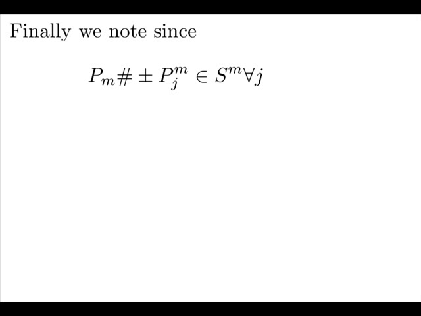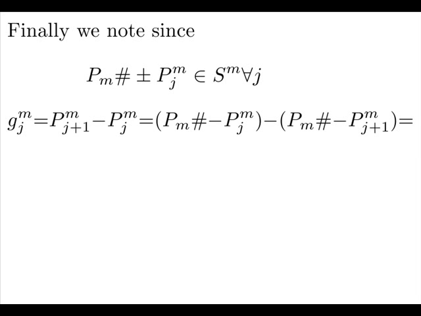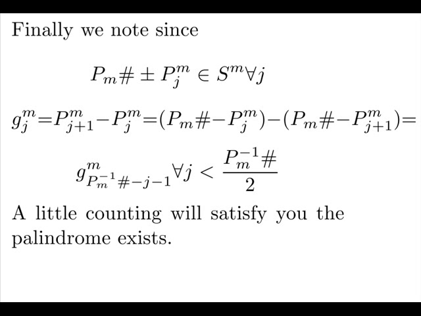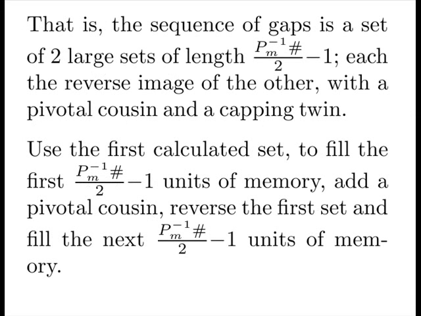Finally, we note that since our primorial plus or minus any member is also a member of our set or its residuals, we can do some simple gap algebra on either side of the pivotal cousin, and a little counting will satisfy you that the palindrome exists. That is, the sequence of gaps is a set of two large sets of length r minor primorial divided by 2 minus 1, just less than half the set size, each the reverse image of the other. And together with a pivotal cousin and a capping twin, we finish our set.